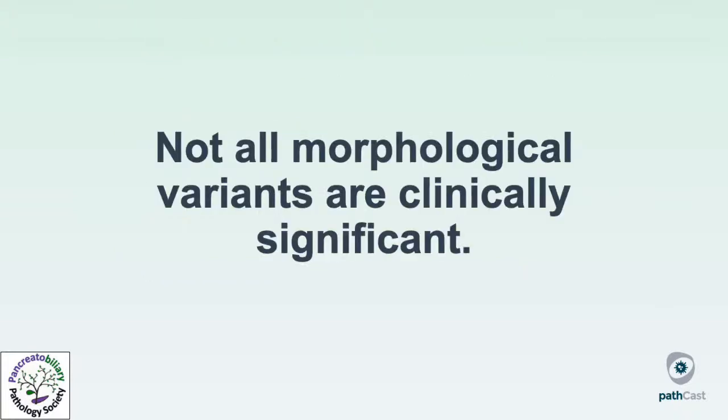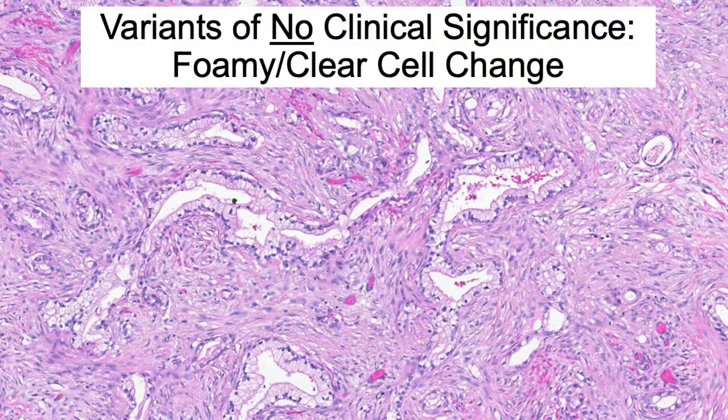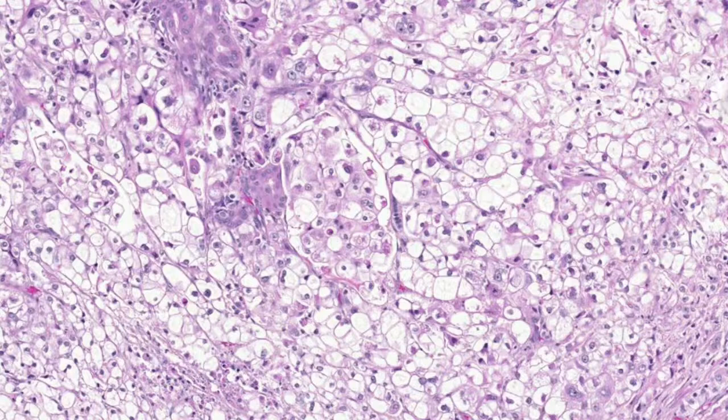One important final point is that not all morphologic variants are clinically significant. So I'll just talk through a few that actually aren't clinically significant. Foamy cell change or clear cell change does not impart any sort of prognostic or molecular significance. You can see this change in really gland-forming PDACs that just have foamy or clear cells lining the glands, or they can be more poorly differentiated. One important point here is that metastasis from a renal cell carcinoma primary is not uncommon to the pancreas. So in any neoplasm with this kind of morphology with clear cell change, that should be excluded. But once that is excluded, there's no clinical significance to clear cell change.